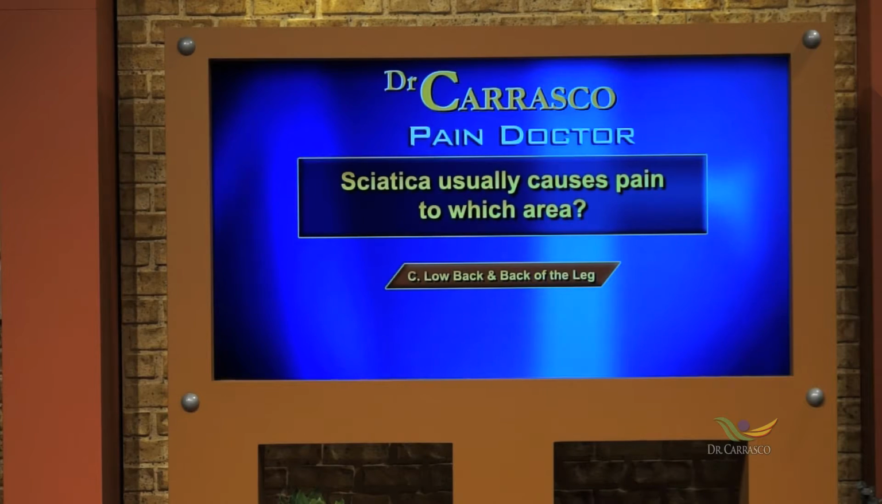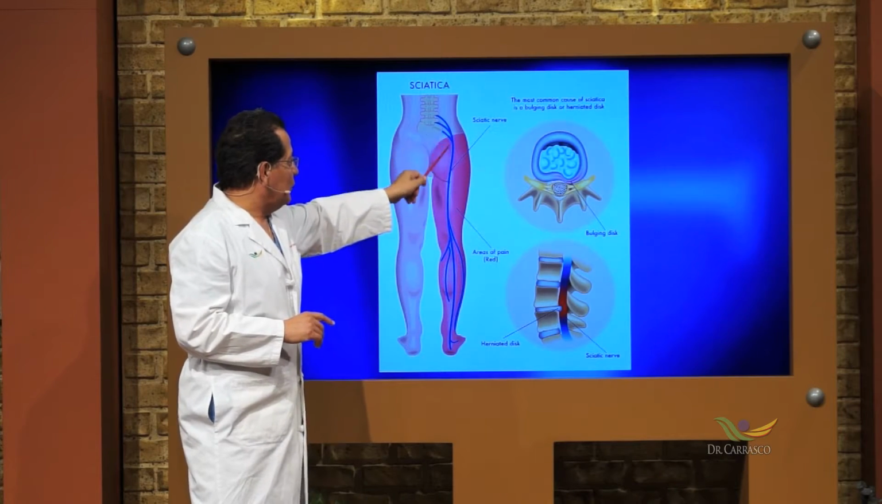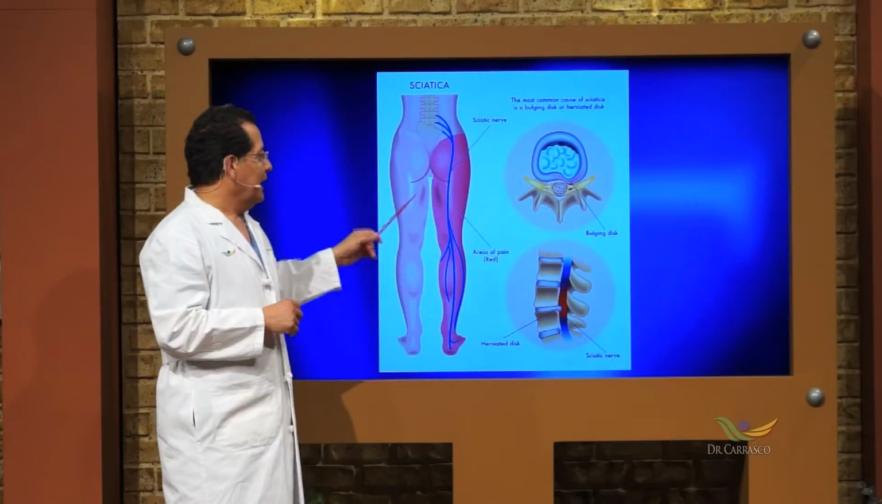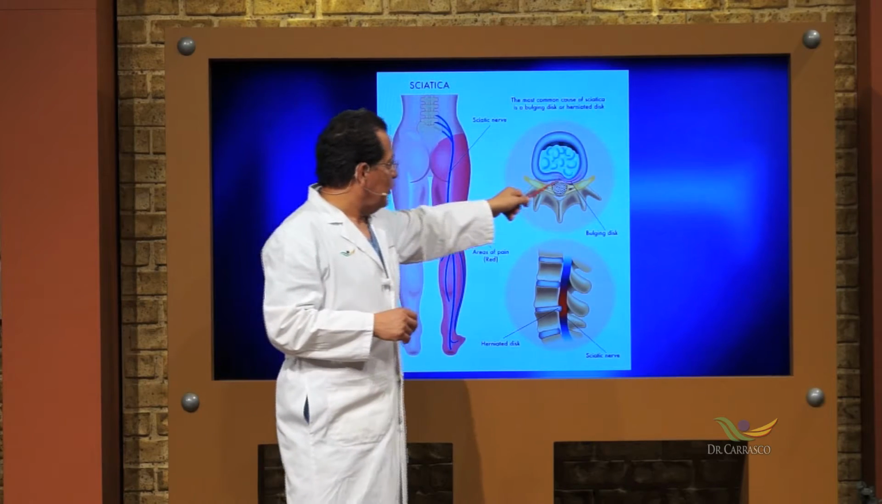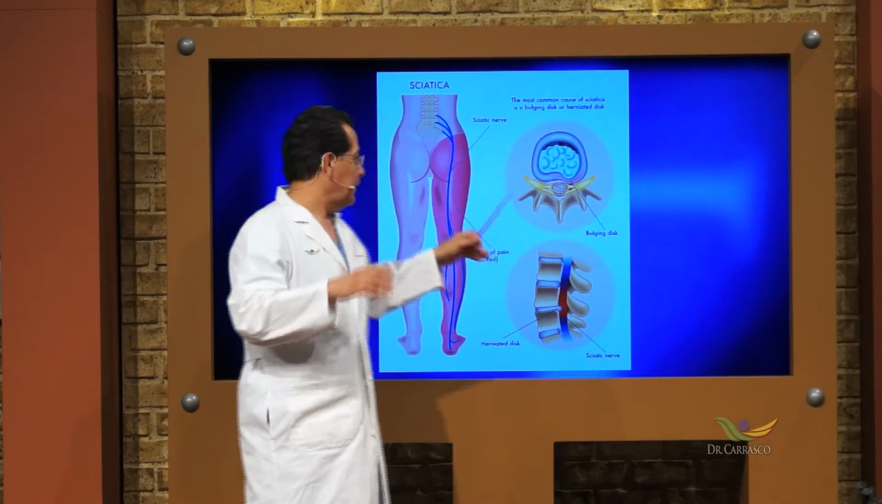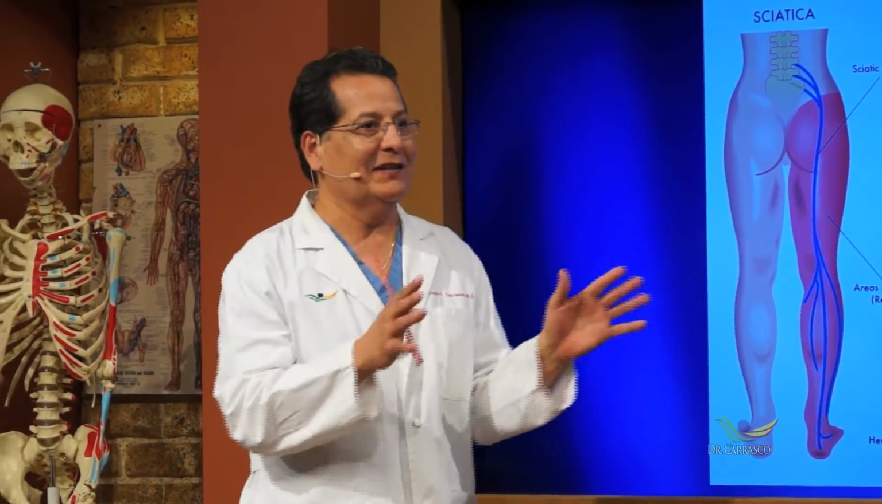All right, well, the answer is C, the low back and the back of the leg. Right, so let's talk about it. All those 3 nerves become 2 nerves, and those 2 nerves go on down the leg. If you have a disc in here that's bulging out, pushing on the nerve, it'll cause an inflammation, as we see here, and cause pain all the way down the back of that leg. All right, that's sciatica for you.